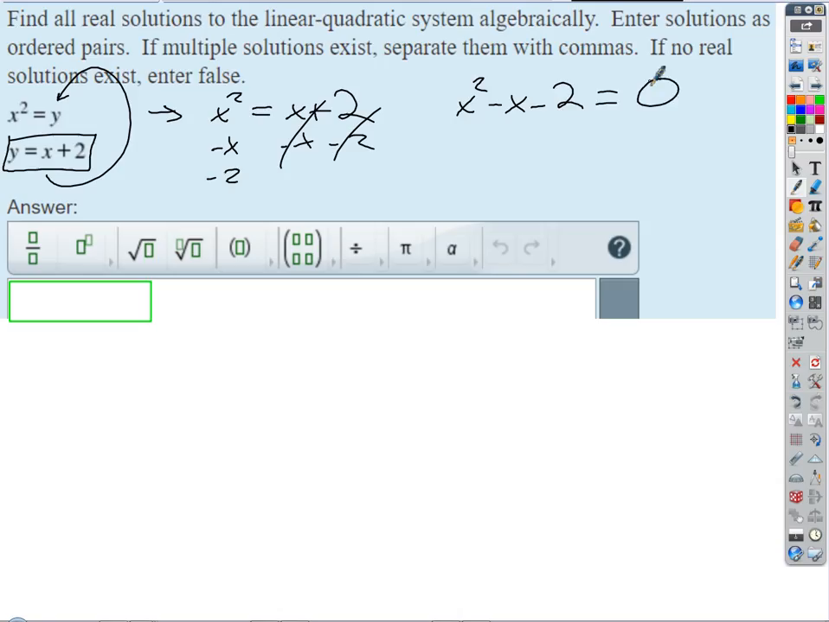Okay, now I'm going to do two things. I can either look for magic numbers, or I can plug this into what every time?